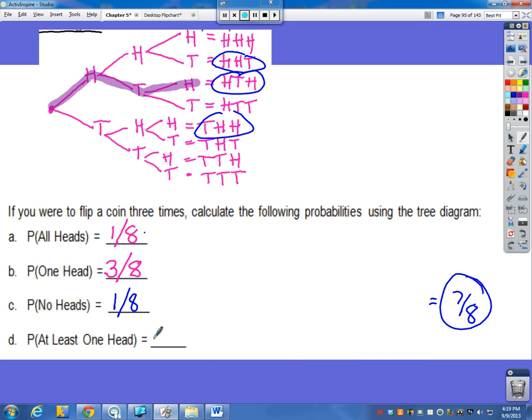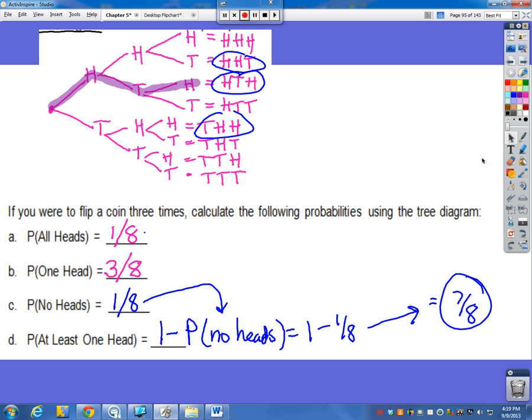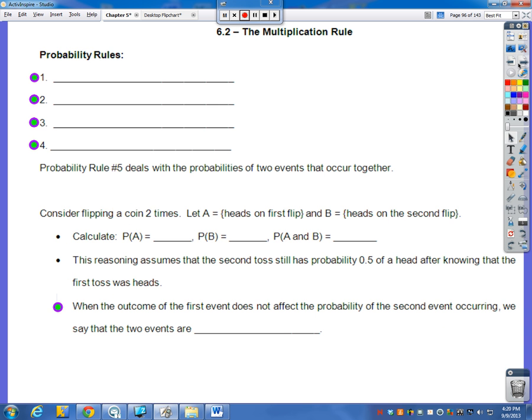We could say, all right, the probability of getting at least 1 head is 1 minus the probability that we get no heads, because that's an event that we don't want to see happen. And the probability that we get no heads is 1/8. So 1 minus 1/8 makes 7/8 still. So again, you can use the addition rule for disjoint events, or you could use the complement rule, whatever way you feel most comfortable with.